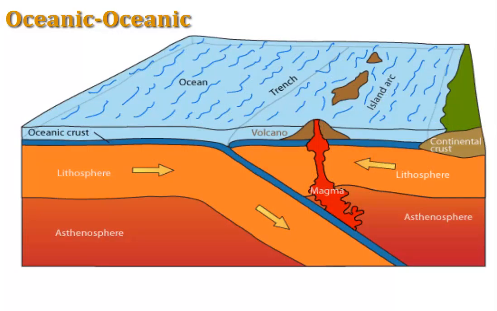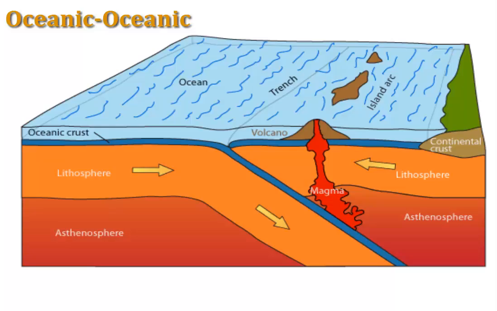This is very similar to oceanic-continental convergence in that one of the plates is subducted under the other during the collision. At the subduction zone, a very deep trench is formed in the ocean floor. Oceanic and oceanic plate convergence results in the formation of volcano chains. The crust that is pulled under or subducted melts to form magma. This magma rises to the top of the overriding oceanic plates and erupts on the ocean floor.